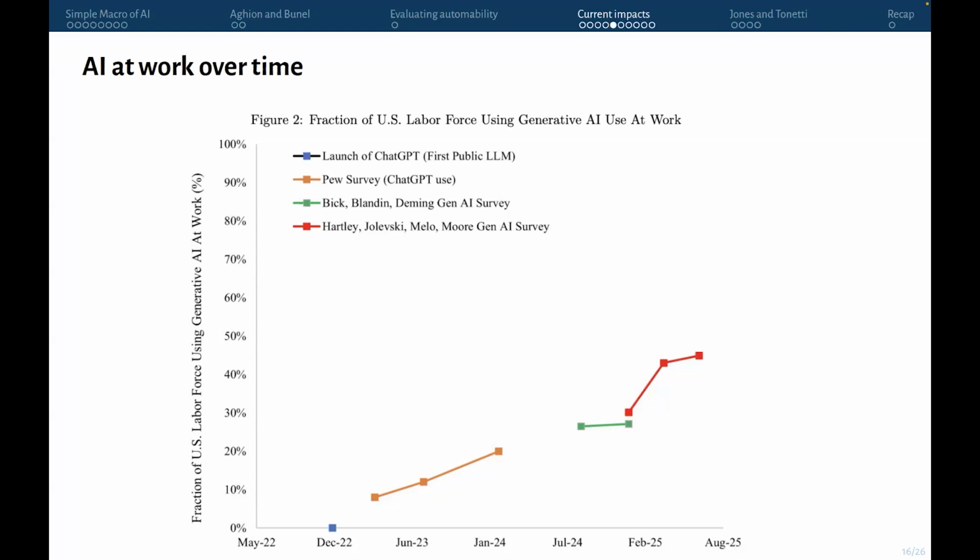That's the once a week number, right? I think daily, no, it's not. It's definitely not daily. One thing I'll say here is that my annoyance with the Hartley et al. paper is that on all of their figures, they don't actually put what the exact question is that it's representing. I believe it's like used it at least once in the past two weeks, but they don't actually put it explicitly, so I'm a bit unsure.